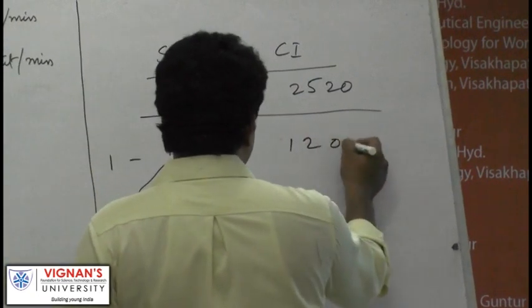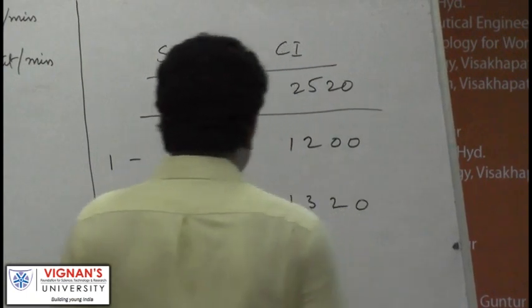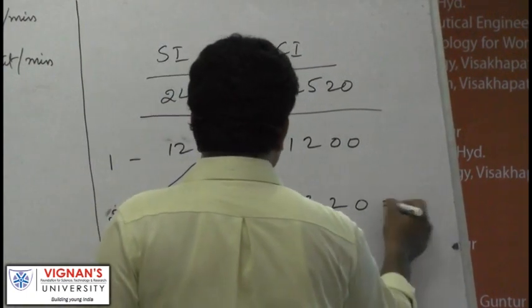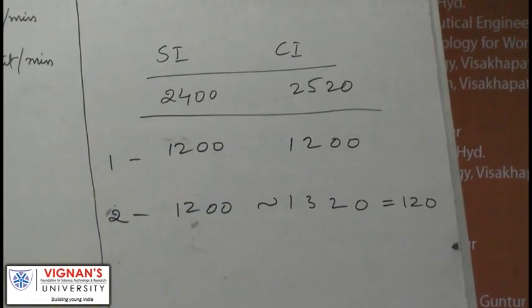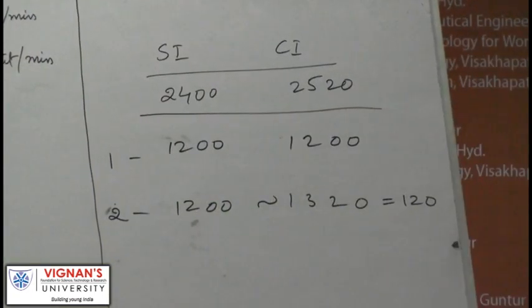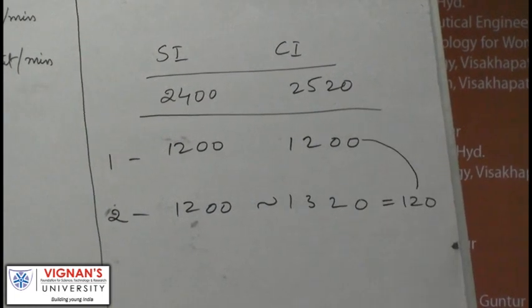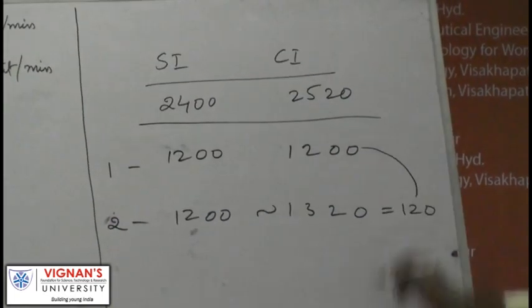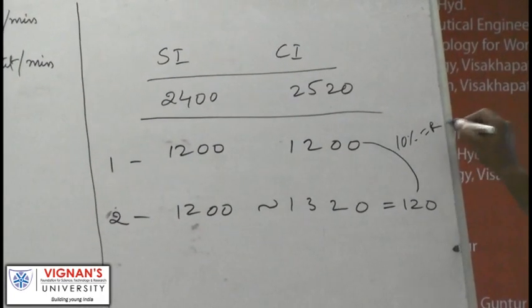Then what is remaining? Extra amount here, 1,320. What is the difference here? 120. Why do we get that difference? Because in compound interest, interest is calculated on interest. So this 120 is interest, a certain percent of the previous year's interest. 120 is what percent of the previous year's interest, which is 1,200 only. So 120 is what percent of 1,200? 10%. So we came to know that the rate of interest is 10%.